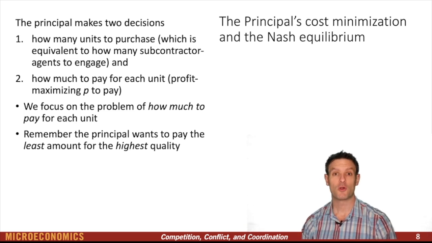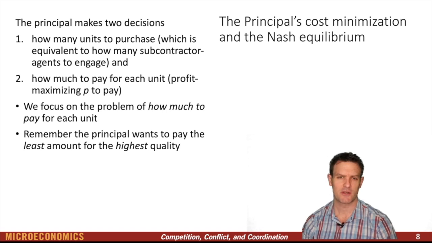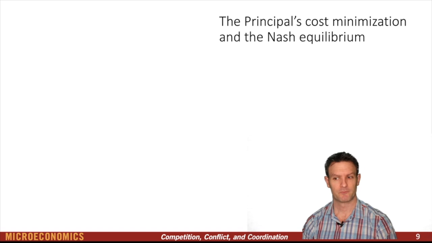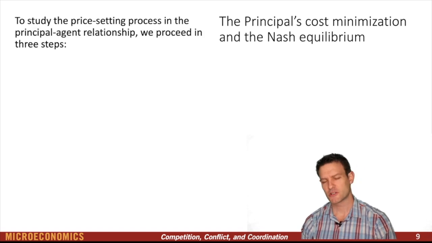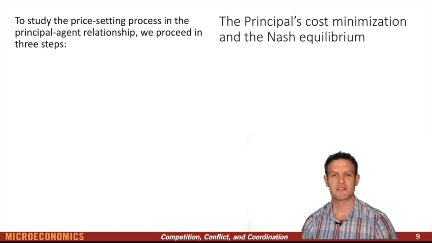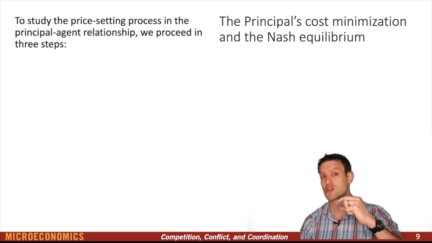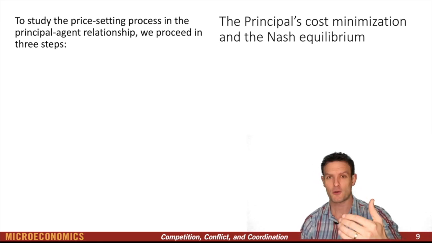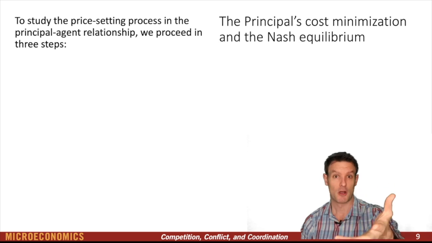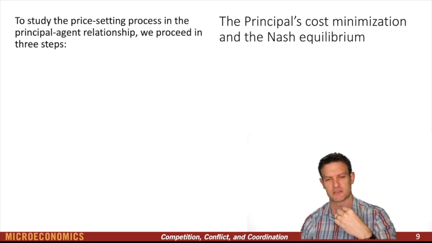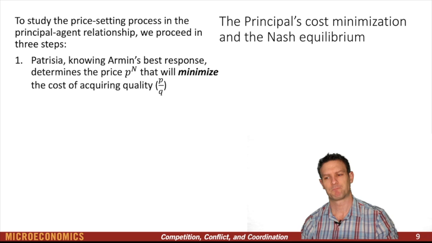Okay, so what's the thing here? Well, the principal always wants to pay the least amount possible for the highest quality possible when they maximize their profits. That's the intuition that we have here. We want lowest price, highest Q. So, with that intuition in mind, we're going to study this price setting process. Because remember, the principal is in charge of how much they pay, so they're setting the price in order to get some quality back from the agent. We're going to proceed in 3 steps.